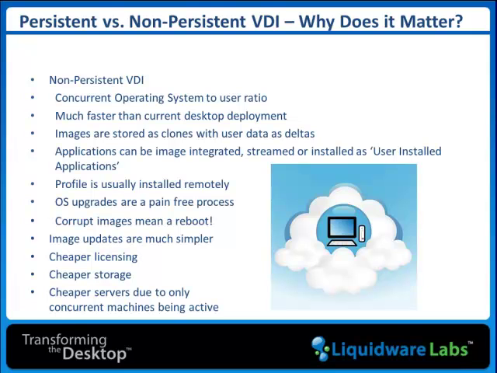OS upgrades are a pain-free process. We also have the ability where corrupt images just mean a reboot. If we reboot, we get a new image. Image updates are much, much simpler because we simply update the master image and reboot all the virtual machines, or recompose all those virtual machines. We have cheaper licensing, with the exception of the operating system itself, because Microsoft has made VECD pretty much a one-to-one user to operating system license process. We have cheaper storage because all those idle machines are not constantly processing IOP requests, and cheaper servers due to only the concurrent machines being active at any one time.